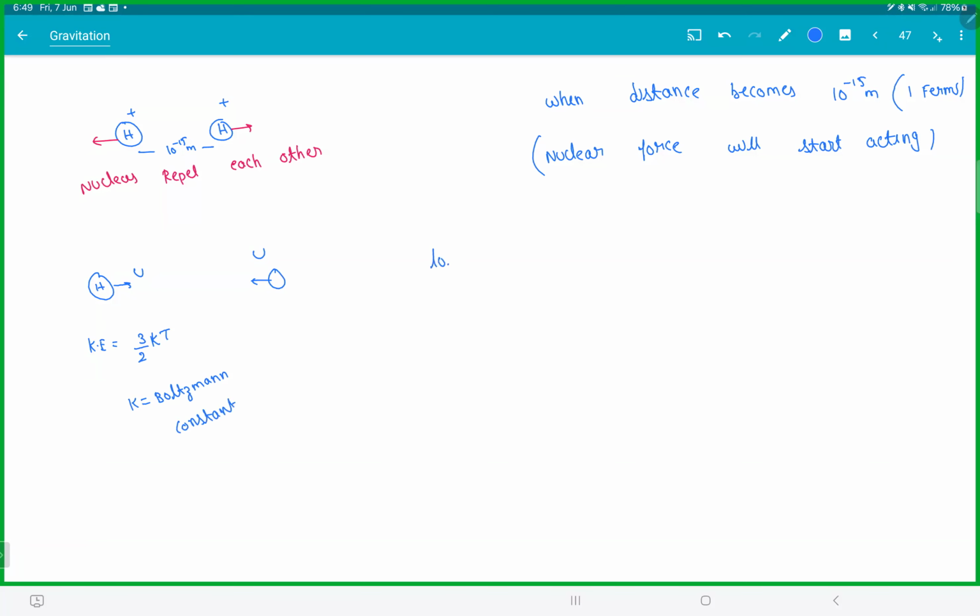So this loss in kinetic energy becomes gain in electrostatic potential energy. So this is 3/2 kT. Again, I'm approximating a lot of things, but this would become k Q1 Q2 by the distance R. Here Q1, Q2 is nothing but electron charge because we're talking about one single hydrogen atom. And R is how much? 10 power minus 15.